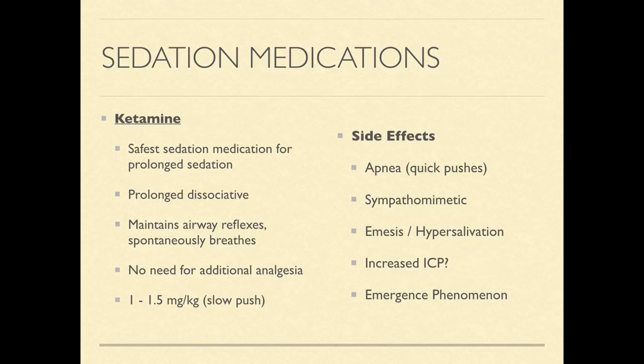But just realize if you're talking about a 90-year-old female who has underlying heart problems, she's a CABG patient, she's got aortic stenosis, and you give this medication, now you're causing an extra burden on the heart because you're increasing that blood pressure, increasing that heart rate. So it may not be a great choice for a 90-year-old female that you're doing a sedation on. So just something to think about. Emesis and hypersalivation, we'll talk about a little bit more. Increased ICP, we'll talk about as well, and then the emergence phenomenon.